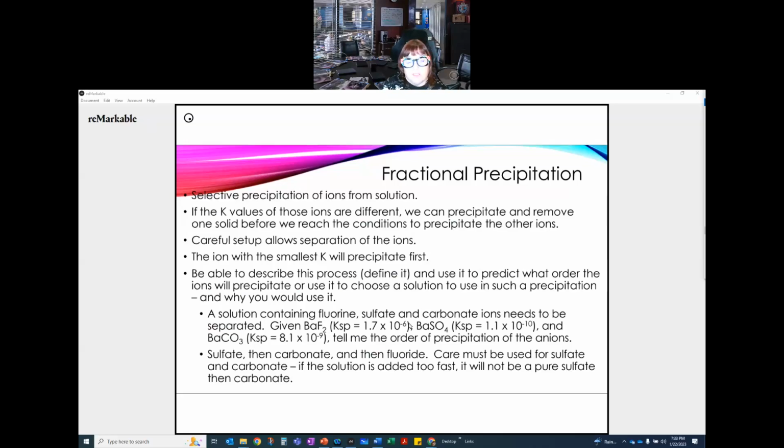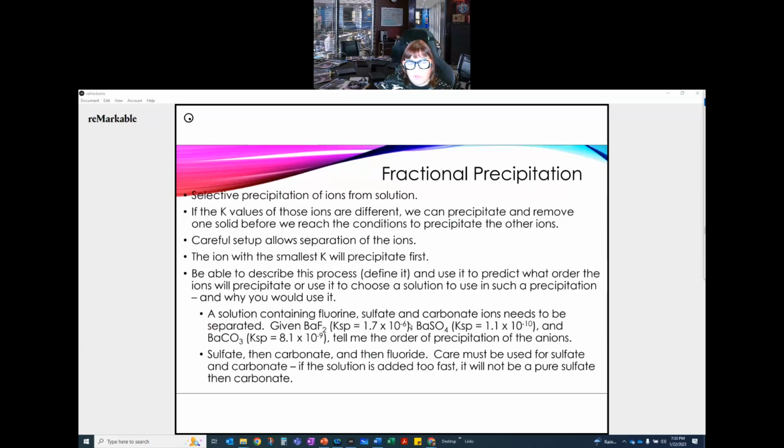Okay. So for instance, a solution containing fluorine, sulfate, and carbonate ions needs to be separated. Given that BaF2 has a KSP of 1.7 times 10 to the minus 6, BaSO4 has a KSP of 1.1 times 10 to the minus 10th, and BaCO3 has a KSP of 1.8 times 10 to the minus 8th, tell me the order of precipitation of those ions.